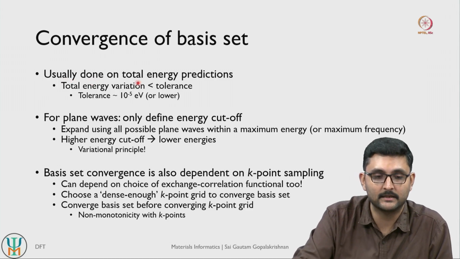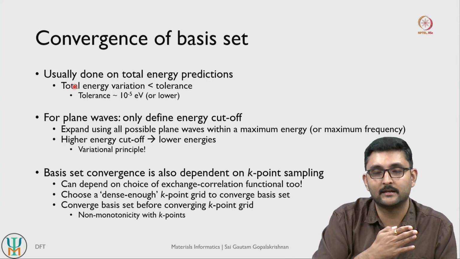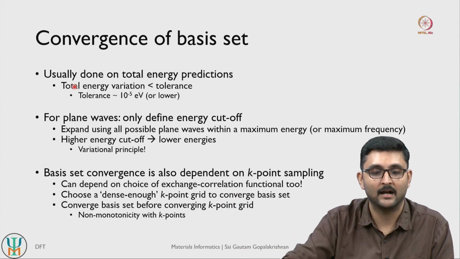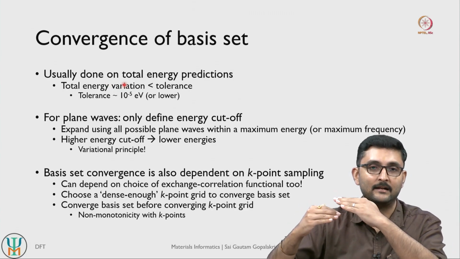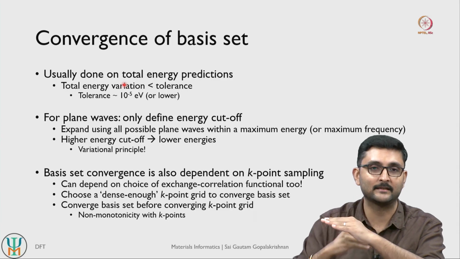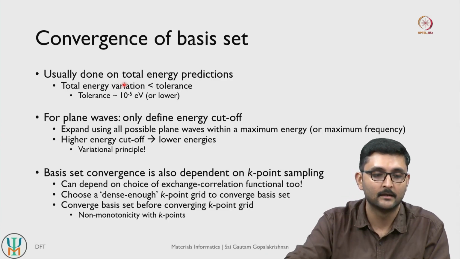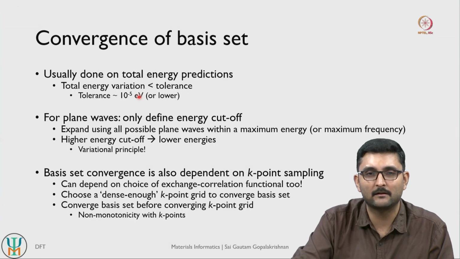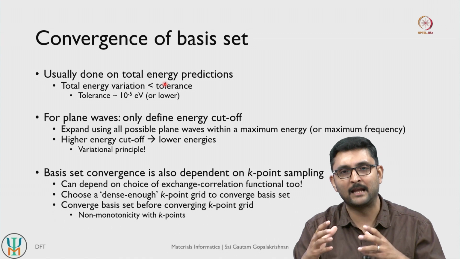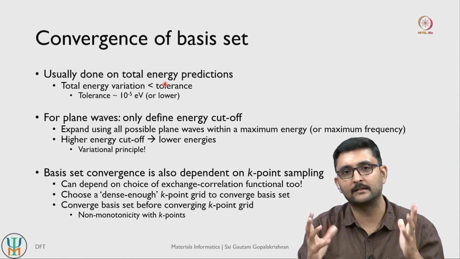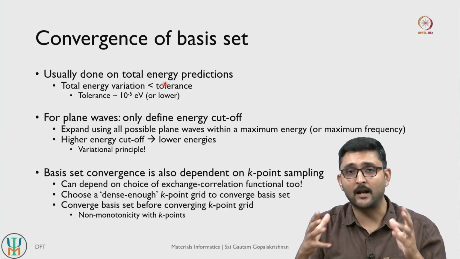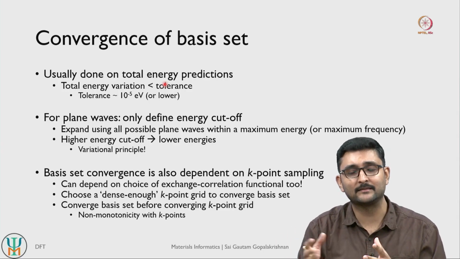Usually we do this convergence based on total energy predictions. So we keep calculating the total energies as a function of different basis set sizes, right, and as long as the total energies do not vary beyond a certain tolerance, we consider that value of our basis set to be converged. The tolerance that is typically given for solid systems is about 10 to the power negative 5 electron volts. This can be per cell that you are considering or normalized per atom. So the tolerance is again a design choice.